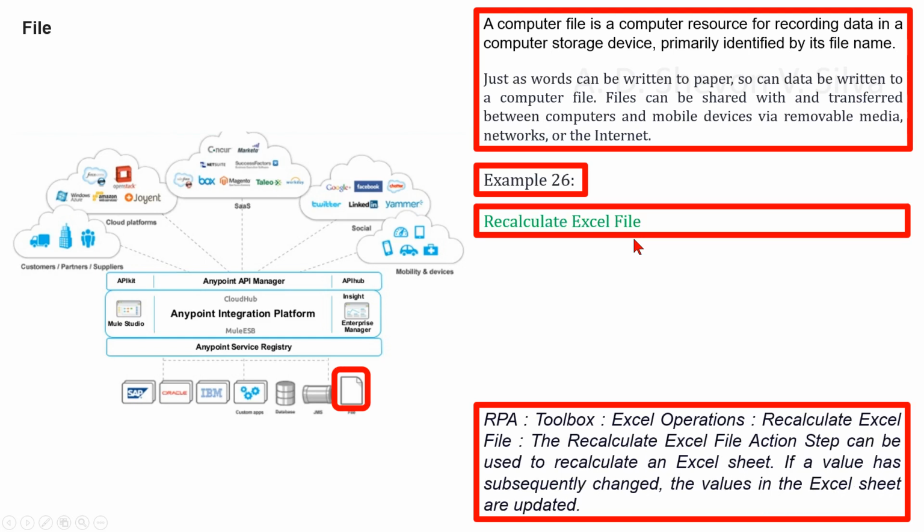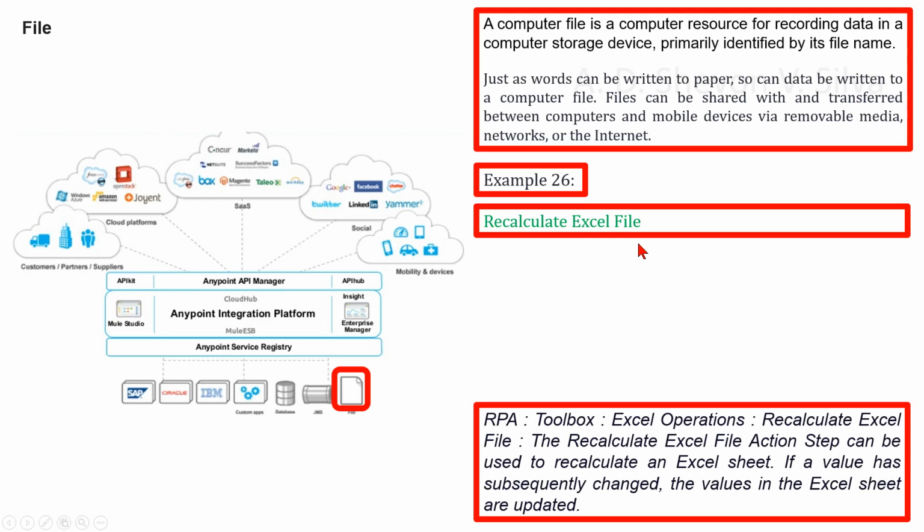Now we are considering Recalculate Excel file in Excel operations in the toolbox in RPA. The Recalculate Excel file action step can be used to recalculate an Excel sheet. If a value has subsequently changed, the values in the Excel sheet are updated. To be able to continue working with the new values, they must be read out with the Read from Excel file action step. With the Recalculate Excel file action step, you can determine exactly where the recalculation should take place in the workflow. Recalculation is documented in the workflow result.